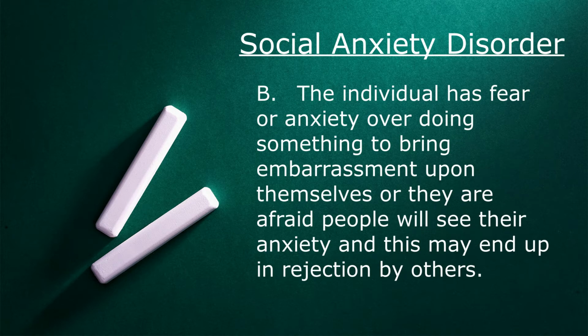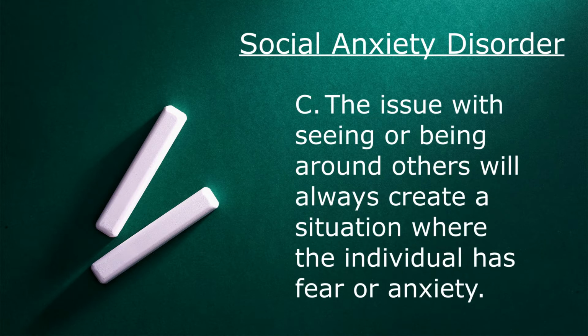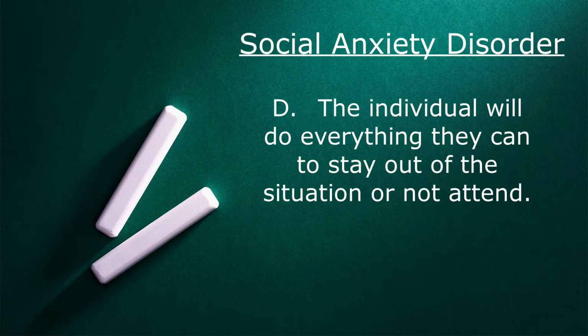B, the individual has fear or anxiety over doing something to bring embarrassment upon themselves, or they're afraid people will see their anxiety and this may end up in rejection from others. C, the issue with seeing or being around others will always create a situation where the individual has fear or anxiety. D, the individual will do everything they can to stay out of the situation or not attend.